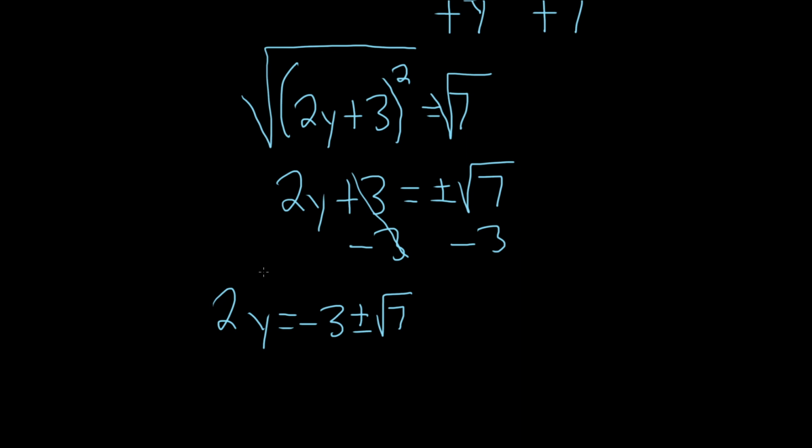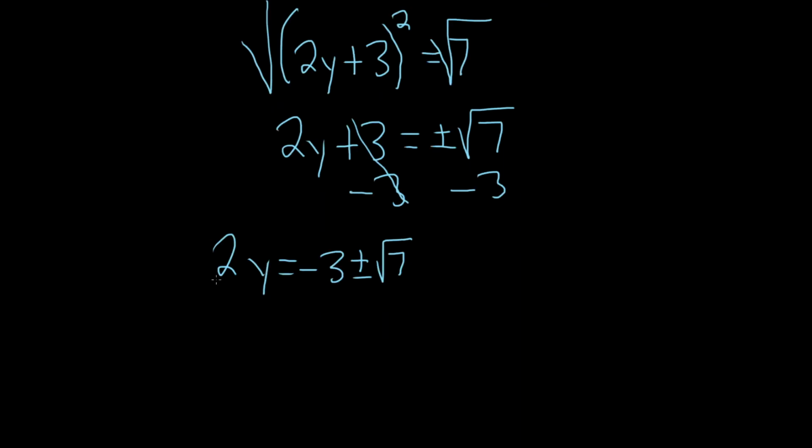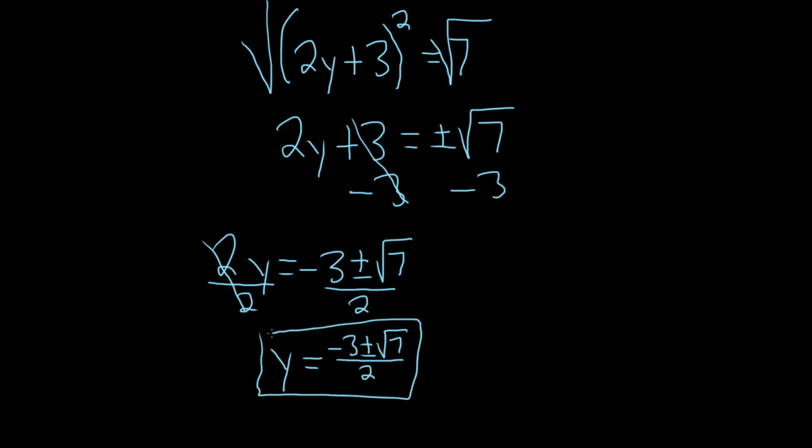Since the y is being multiplied by 2, we can get rid of it by just dividing both sides by 2. So we end up with y equals negative 3 plus or minus the square root of 7, all divided by 2. And those would be the answers to this problem.